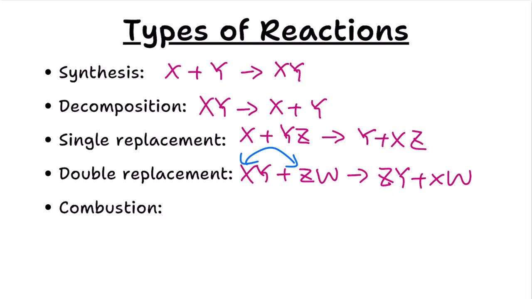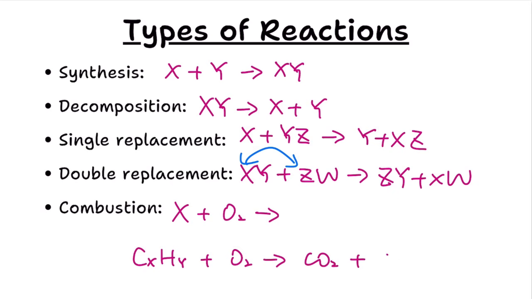For combustion, it means any substance that reacts with oxygen. This is the combustion reaction. And combustion usually occurs with a hydrocarbon chain in chemistry to produce carbon dioxide and water molecules. So any hydrocarbon chain, carbon and hydrogen, reacts with oxygen and then produces carbon dioxide and water.